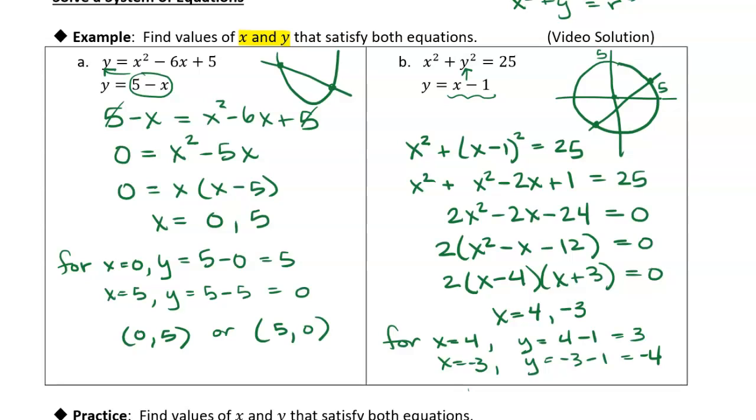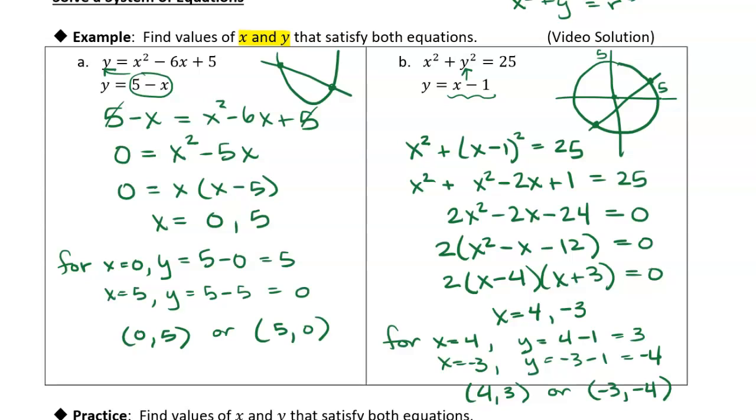So my final answer is two coordinate pairs: 4, 3 and negative 3, negative 4. Those are the points where this line intersects the circle. And that kind of makes sense, I think, from, well, I didn't necessarily draw this to scale, but it should make sense. And you should be able to put those values back into either one of these equations, right?